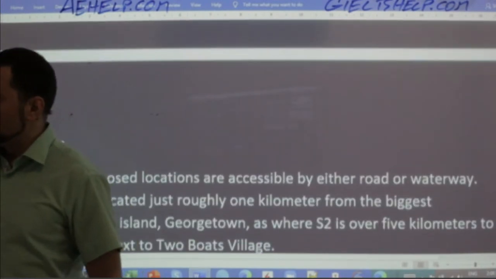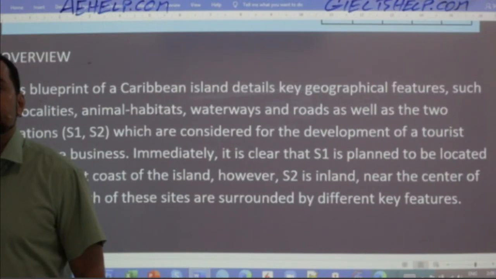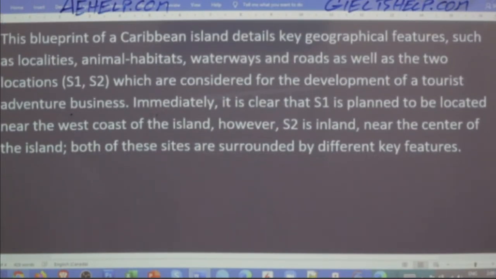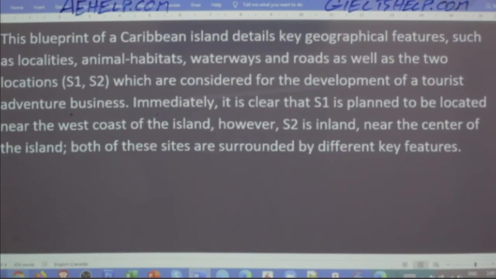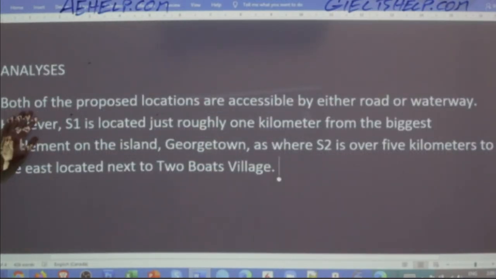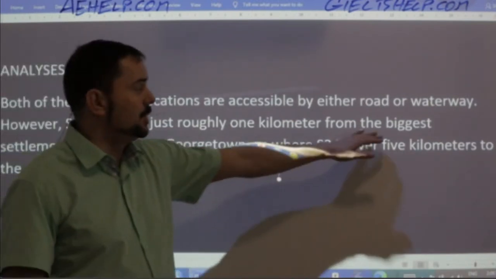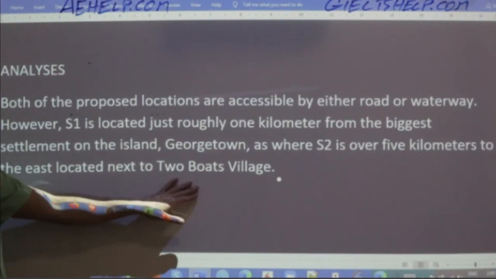Okay, so basically what I'm doing at this point, maybe some of you have realized, is that I'm detailing my main feature in the first part of the analysis. As soon as I talk about the waterways and roads being close to site one and site two, I'm basically giving more information about S1 being located near the west coast, which is near Georgetown, and S2 being inland, which is 5 kilometers east next to Two Boats Village. So here's my first two points. Both of the proposed locations are accessible by either road or waterway. However, S1 is located just roughly 1 kilometer from the biggest settlement on the island, Georgetown, whereas S2 is over 5 kilometers to the east, located next to Two Boats Village.